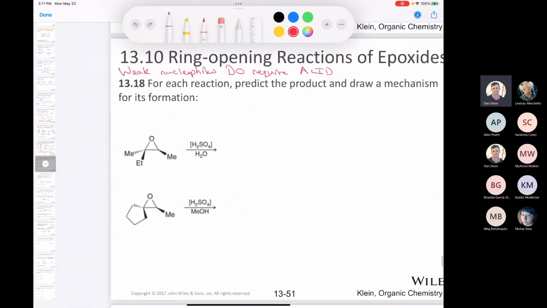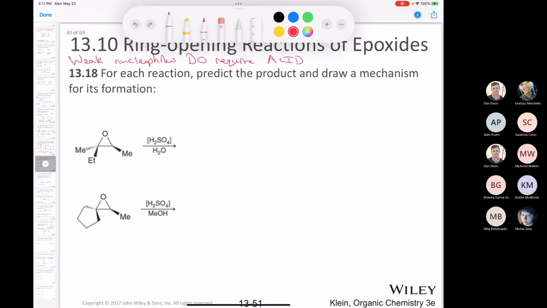So what's the first step in the first reaction? It's going to be a proton transfer. So we mixed sulfuric acid and water. The major acidic species that we're going to have is a hydronium ion. So we'll draw out the hydronium, and we're going to do the proton transfer onto the epoxide oxygen to render it more reactive. So now we've made our oxonium.